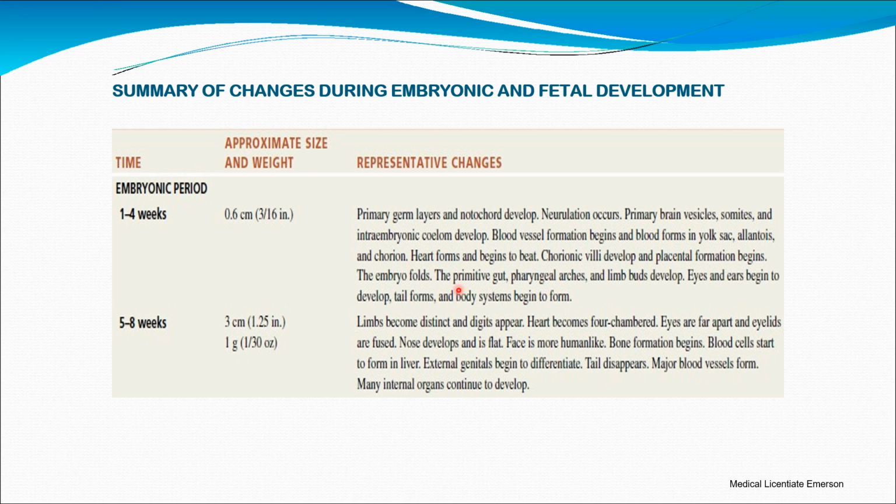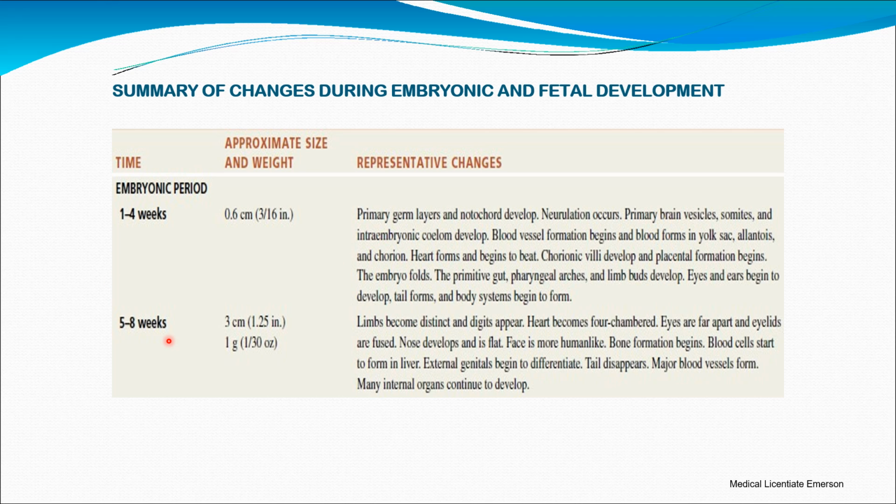Then you have the embryo folds, and you have the primitive gut, the pharyngeal arches, and the limb buds develop as well. Then the eyes and the ears begin to develop. The tail forms and the body systems also begin to form. Okay, so this was 1 to 4 weeks.